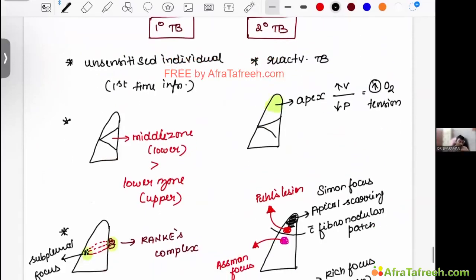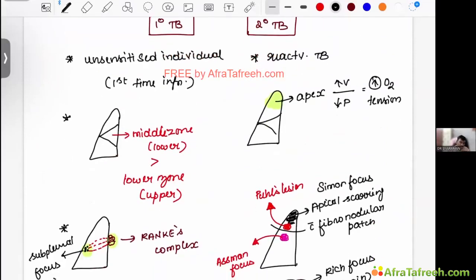Okay. See, the most common site of secondary tuberculosis is apical tuberculosis, which is due to increased oxygen tension. The lesion seen above the clavicle is called the Pulse lesion. The lesion seen below the clavicle is called the Assmann focus. And Simon focus is when an old TB patient has apical scarring with a fibronodular patch there.